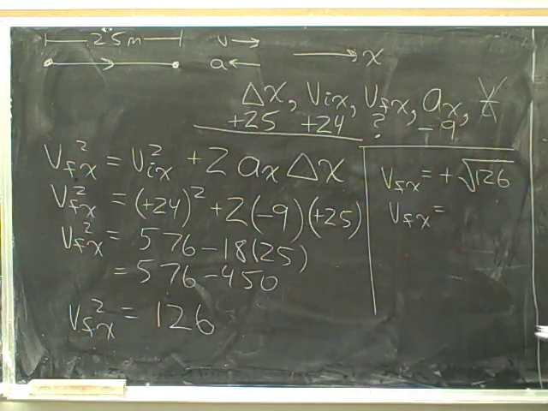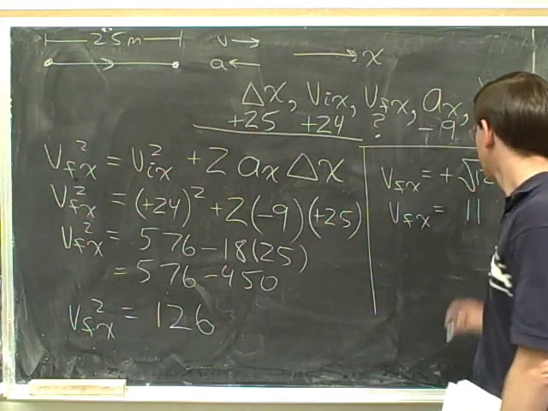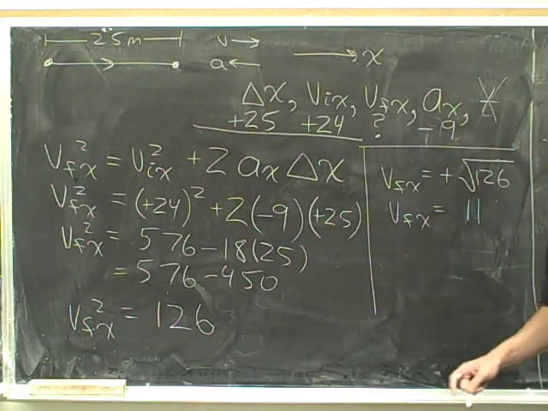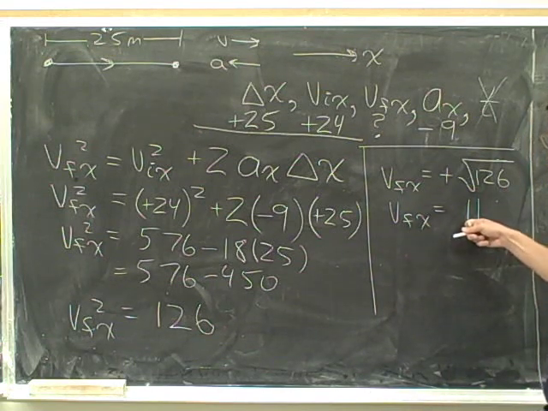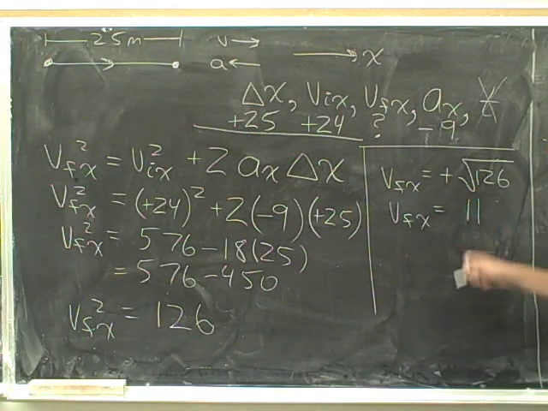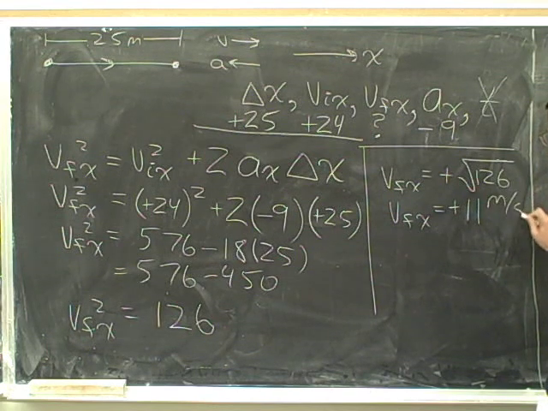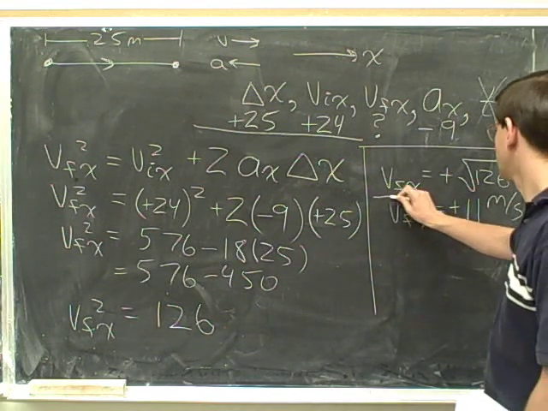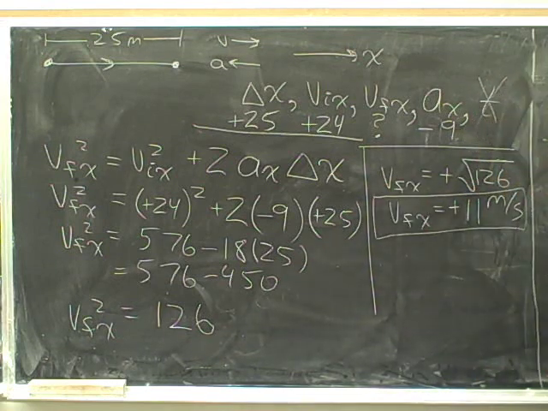If you use your calculator, you'll see that the square root of 126 is 11. I'm rounding off, and again, I'm rounding off without worrying about significant figures. I'm just rounding off to what feels good. So we ended up here with 11. Now this is going to be an answer, so we need to include the sign. Well, this came out to be the positive root, and the units are meters per second. So this is a good answer. The final velocity is positive 11 meters per second.